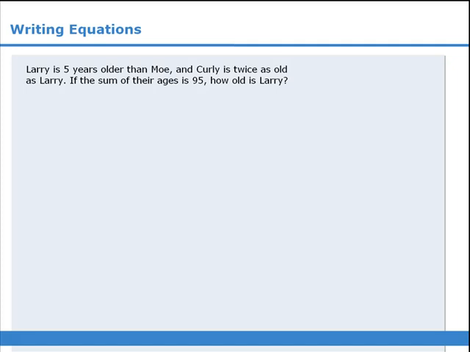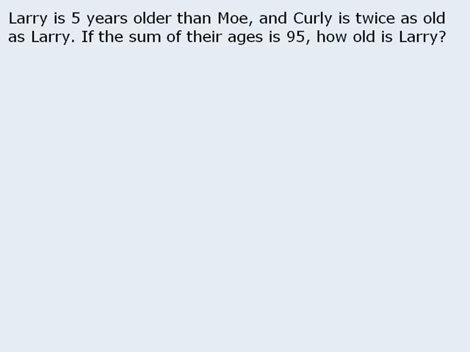In this lesson, we will examine some strategies to consider when writing algebraic equations. Now, in the previous lesson, we examined this question here regarding the ages of Larry, Moe, and Curly. In that lesson, we assigned our variables, and now we want to write an equation. So how do we do this?